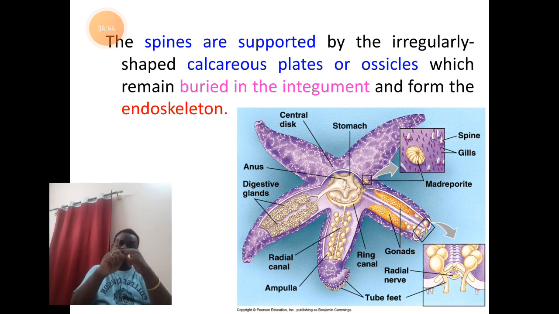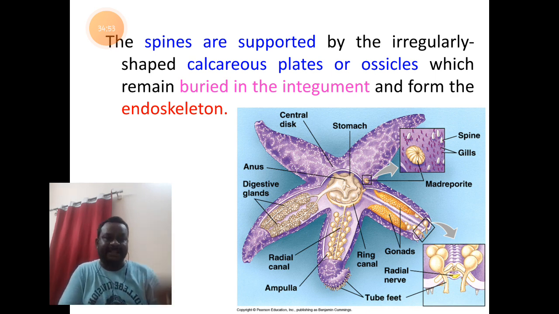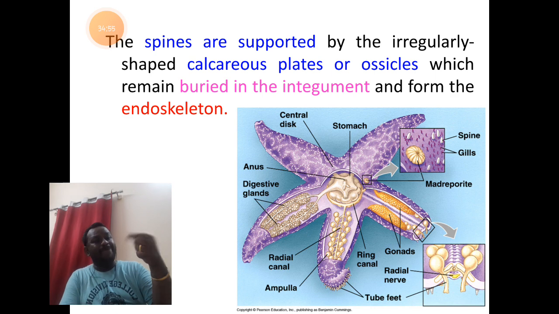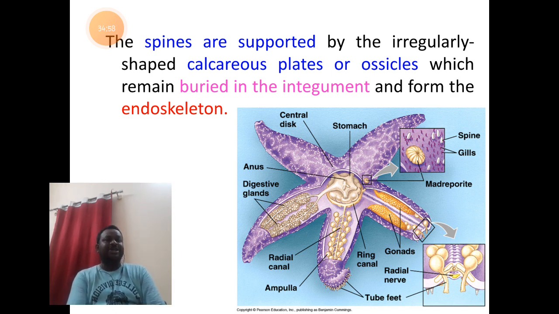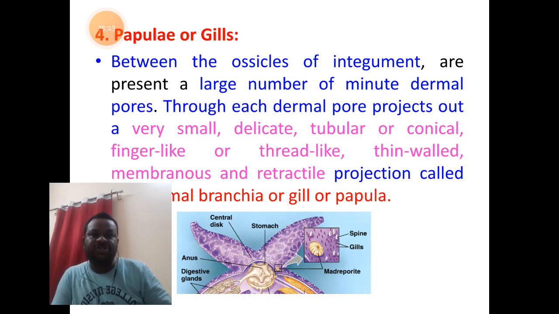Each of the spines at the base is attached to plate-like structures which are calcareous, that is very hard. They are called ossicles. Where are these ossicles? They are buried in the integument, which acts as the endoskeleton. So we have plate-like ossicles made up of calcium carbonate, from each of which arises the spines. So spines are supported down by means of the calcareous plates or ossicles. These ossicles are embedded within the skin of the organism, which acts as the endoskeleton of the starfish.